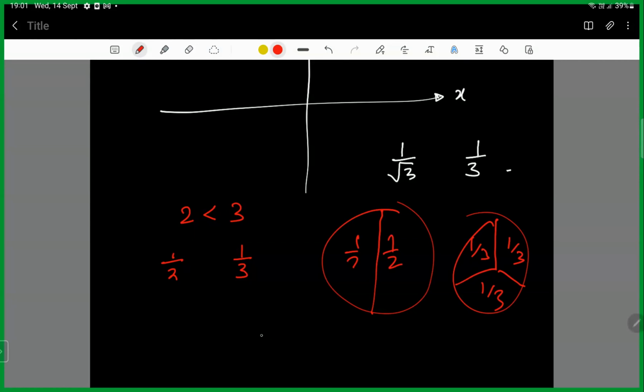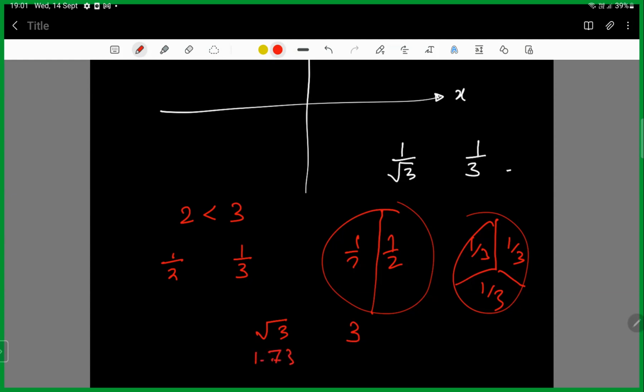Now tell me which one is greater, root 3 or 3? 3 is greater. You know or no? What's the value of root 3? 1.73257326, right? So root 3 value is that. So generally we write 1.73.